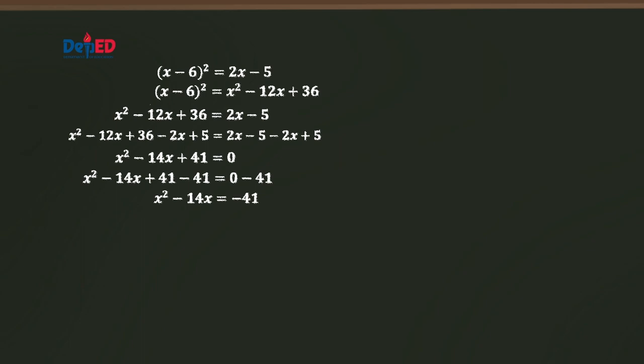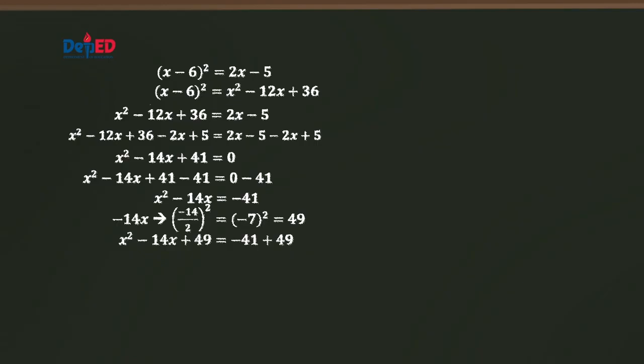The numerical coefficient of x squared is already 1, so we must determine now by what quantity should both sides of the equation be increased to complete the square. We square the half of the coefficient of x, which is negative 14 in this case. Then, we add the result, which is 49, to both sides of the equation.